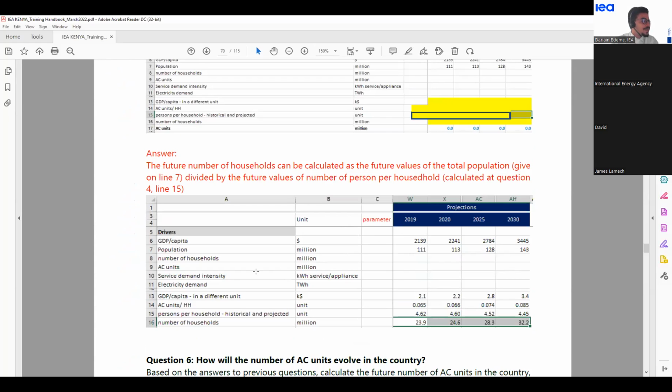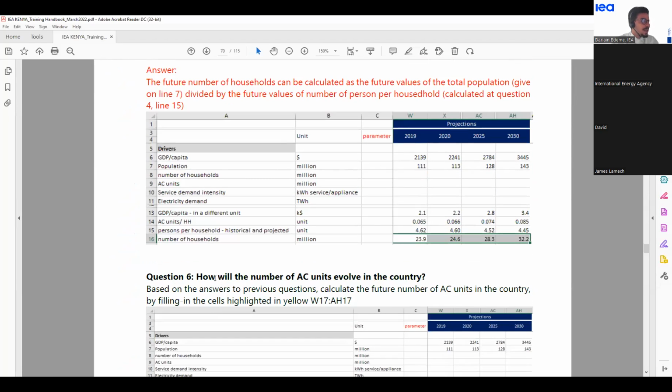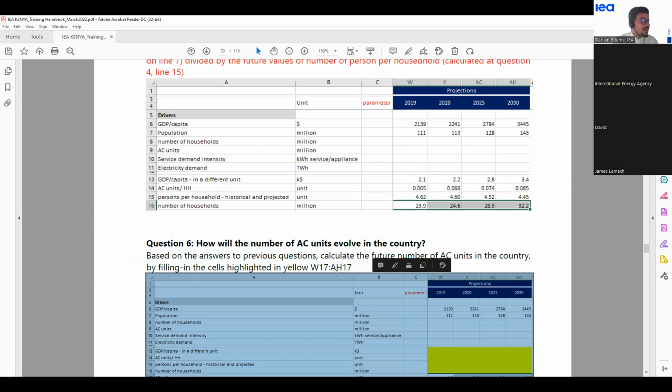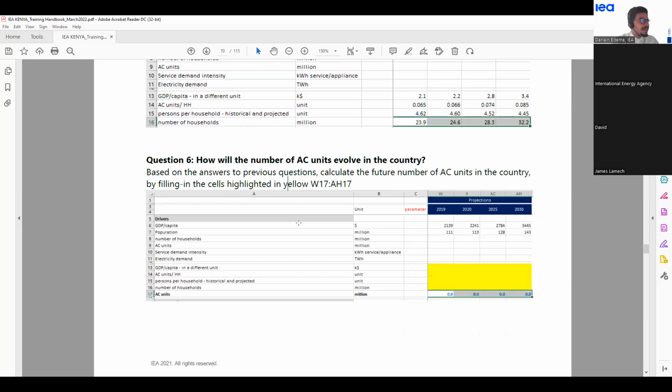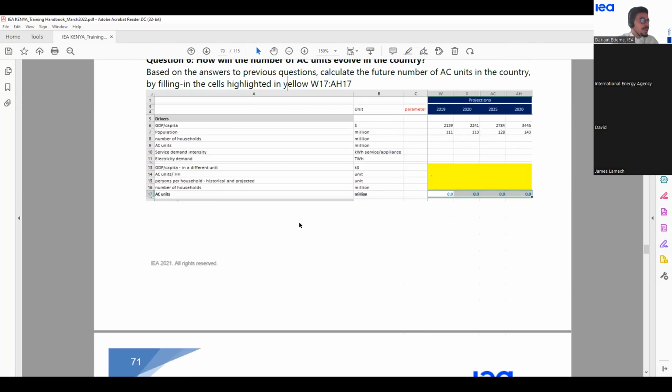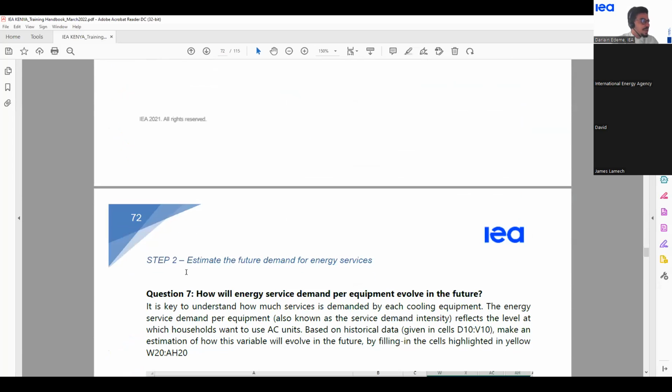So the same goes for the number of households. Here, each question is basically asking you to do the projection for all of these drivers. So same, how will the number of AC units evolve in the country? You can do it by simply multiplying what you calculated above, which is the average number of AC units per household, and also the projected population and the number of households which are projected in the future. So here you have, for example, the million of AC units that we will have in the future.